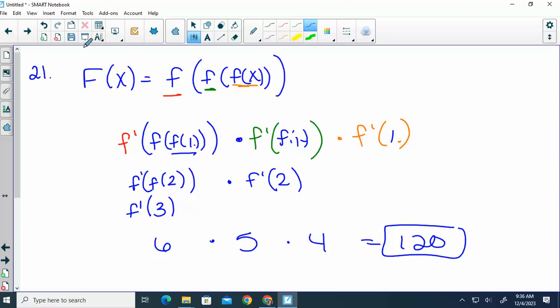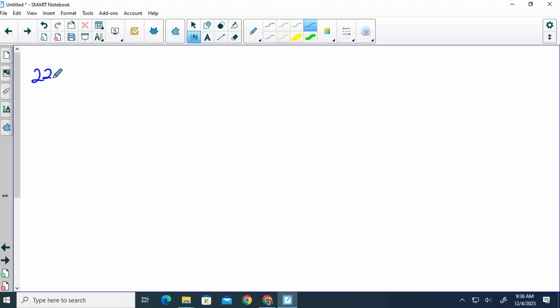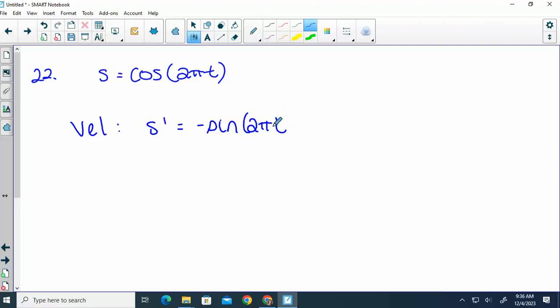Number 22. If you have position, how do you get velocity? First derivative. And then second derivative is acceleration. So this is cosine of 2 pi t. So for our velocity, we do the derivative. Derivative of cosine is negative sine. Inside stays the same, times derivative of the inside. What's the derivative of 2 pi t? 2 pi. So we just have a negative 2 pi sine 2 pi t. So what is pi? Just a number, 3.14. Just a value, just like any other coefficient.